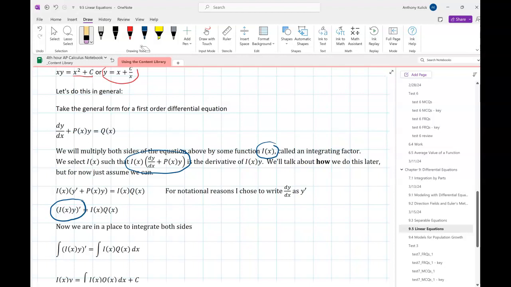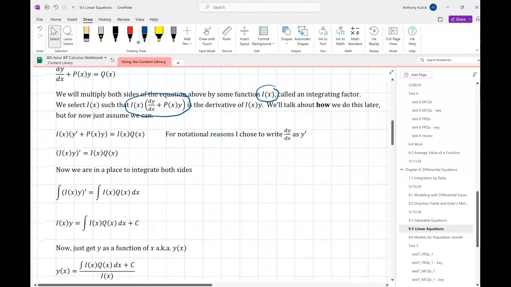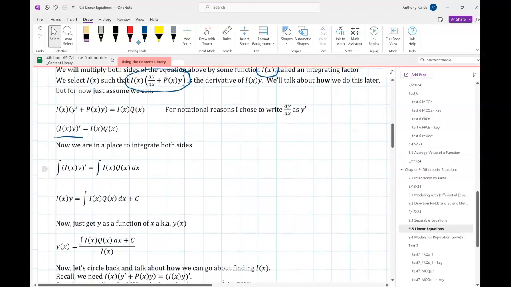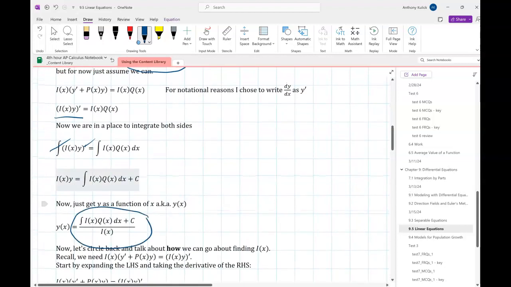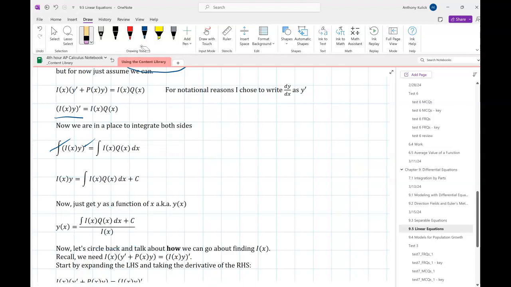Okay, so if we're able to find that I of x, we can condense the left-hand side into a product rule derivative. When we integrate both sides, the integral cancels with the derivative, and then I can divide both sides by the I of x to solve for y. So this is going to work every time. We just have to figure out how to pick that I of x.